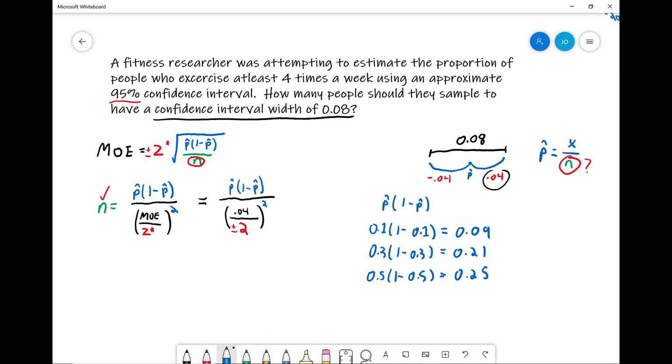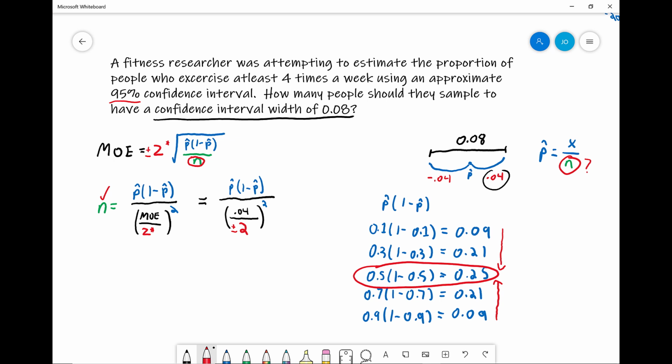And I can repeat this process. 0.7, 1 minus 0.7 equals 0.21. 0.9 as p hat, 1 minus 0.9 is 0.09. What we'll notice is the numerator will keep increasing until we get to 0.5. Then it will start decreasing. So we'll notice our numerator reaches its maximum value when we have a p hat of 0.5.